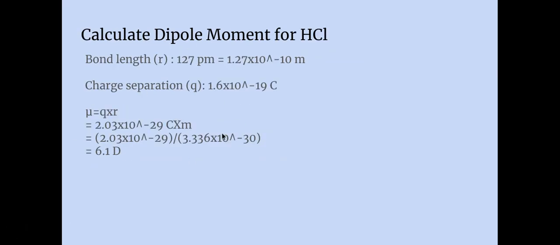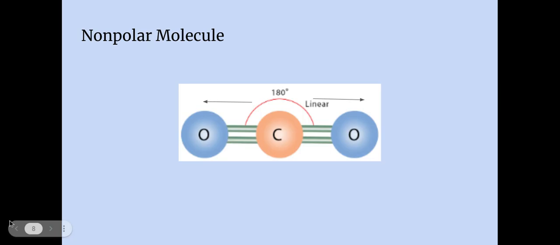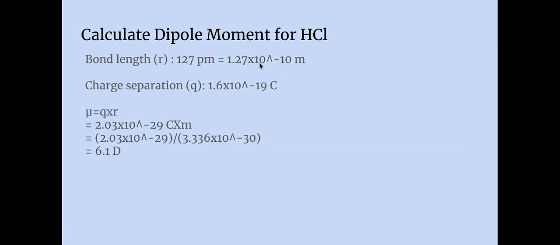So let's first calculate the dipole moment for hydrochloric acid. Our bond length was given to us, and it's 127 picometers, which is 1.27 times 10 to the negative 10th meters. Whenever we want to solve these, we always want to convert our bond length into meters. That's something to keep in mind. Most of the time you will be given very small bond lengths, and you always have to convert to meters. Then our charge separation was 1.6 times 10 to the negative 19th, which is just the difference between those charges.